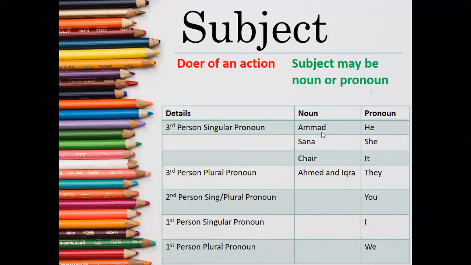So I use some nouns over here, Ahmad. Instead of Ahmad, we can use he. Instead of Sana, Sana is a noun. So I am just mentioning here the subject, in order to make you understand what the subject is. You just need to eliminate the subject from the sentence, and then you have the predicate.